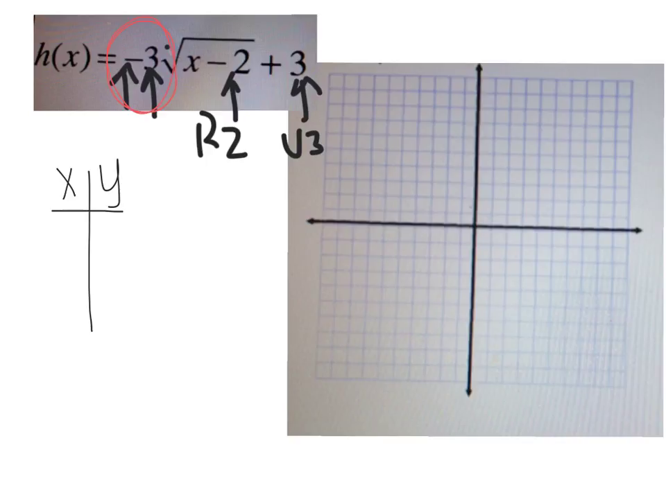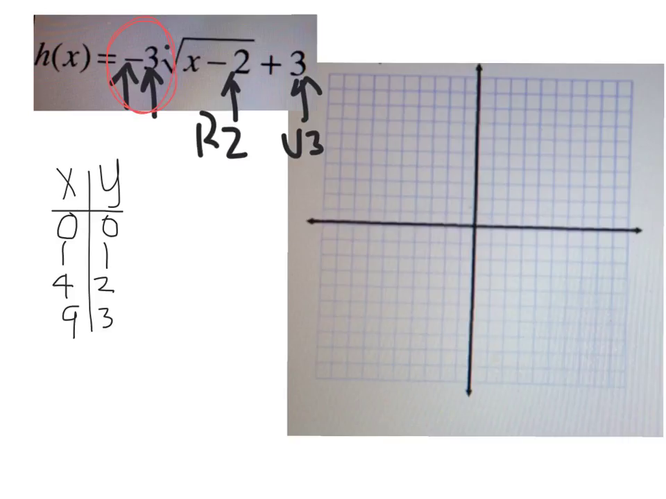So going back to our table, we're going to use our normal x values of 0, 1, we're going to pick 4 because that's got a nice square root, and we're going to pick 9. Square root of 0 is 0, square root of 1 is 1, square root of 4 is 2, square root of 9 is 3. These are our basic numbers.